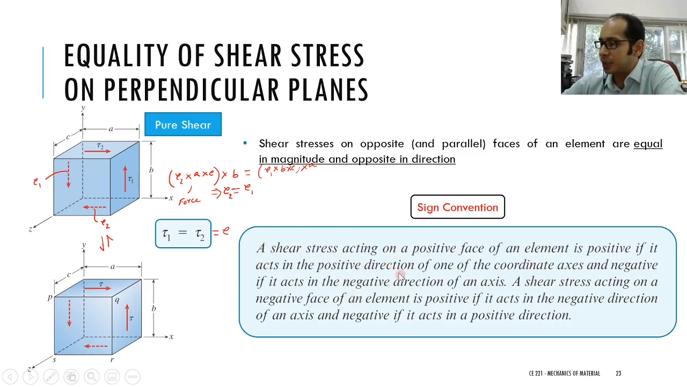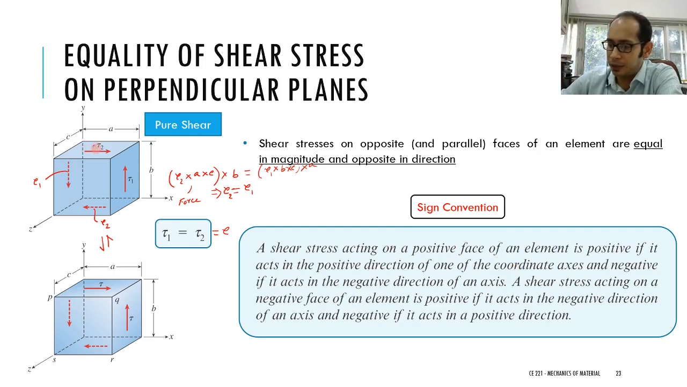It says a shear stress acting on a positive face of an element is positive if it acts in the positive direction of one of the coordinate axes. So let's just stop there. It says a shear stress acting on the positive face of an element. What do I mean by a positive face of an element? The positive face of an element is one whose outward normal points in the positive direction.